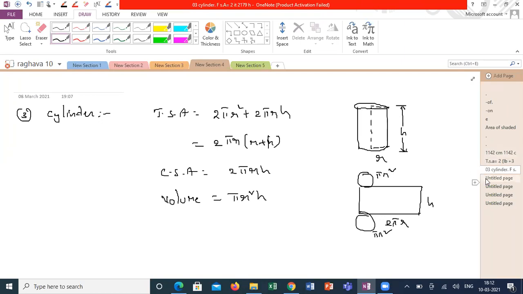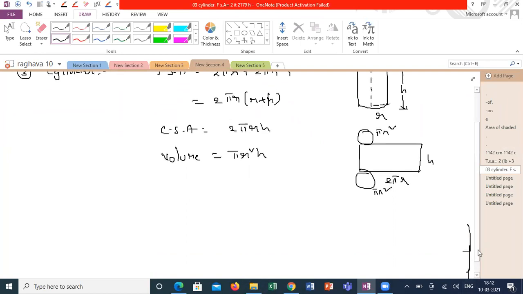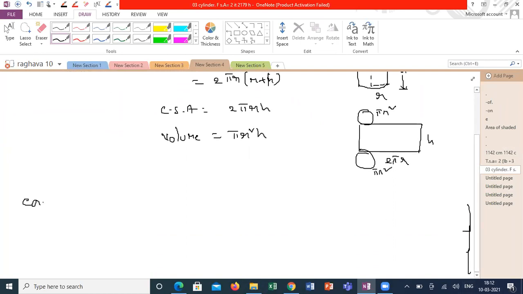Next one, cone. The dimensions of the cone: this is called semi-vertical angle, A, B, C. Slant height L, height of the cone is H, and radius of the cone is R. The relation between slant height, height and radius is L square is equal to H square plus R square.